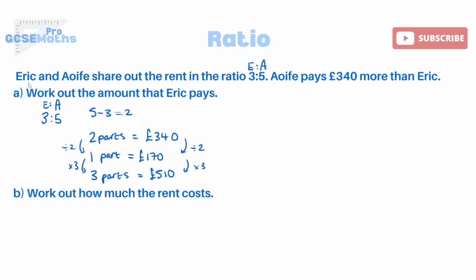Now part B is to work out how much the rent costs. In general, they're both sharing this rent, aren't they? Eric pays £510. How much does the rent cost in general? Well, we already know how much Eric pays, so you could take your 1 part, which is 170, times it by 5. That would probably be the easiest in this particular question.